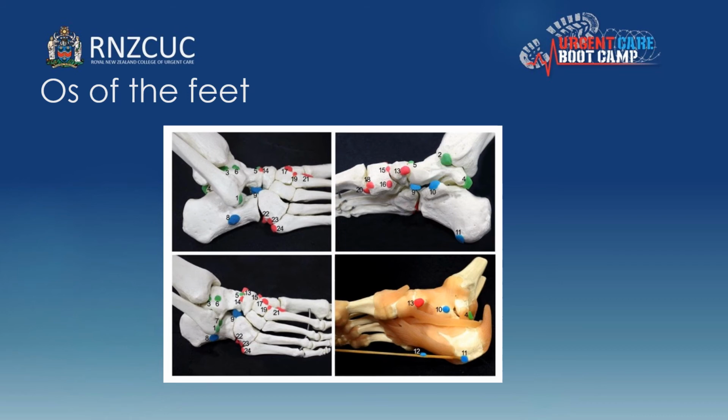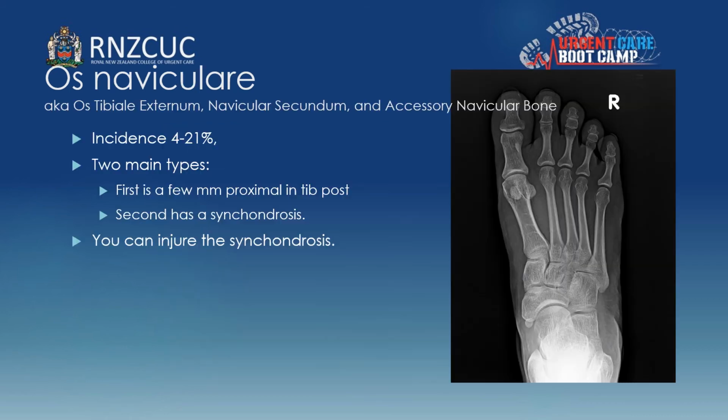However, we'll talk through the 3 common ones. Os naviculare has a number of names, and they all have a range of incidence because there's been no mass population studies of them, so these are reasonably common. At least 1 in 10 patients have them. It's probably more than 20% in my experience.